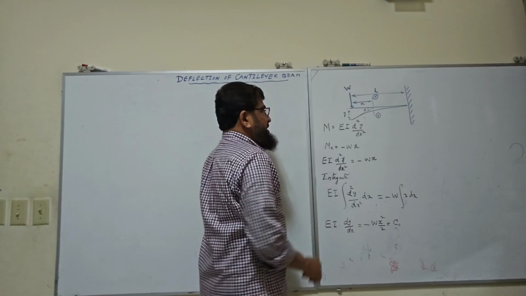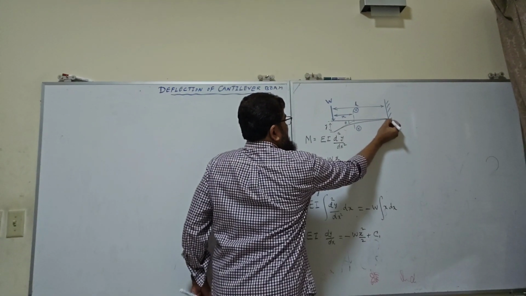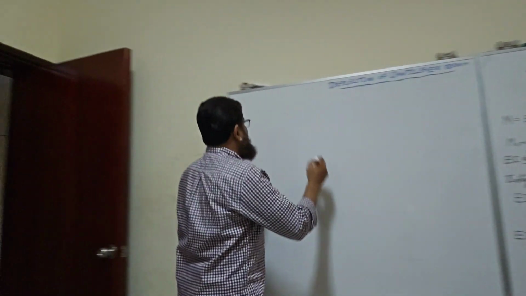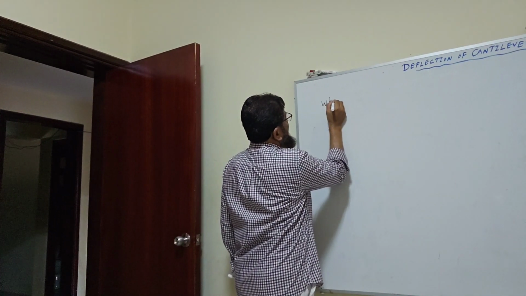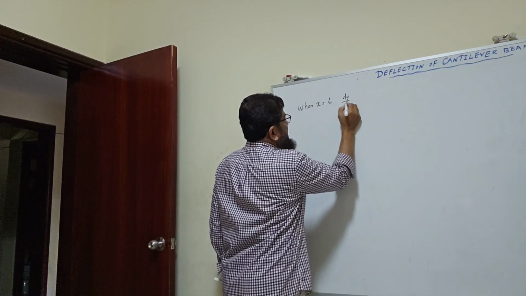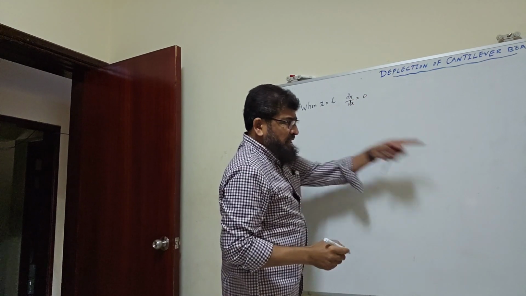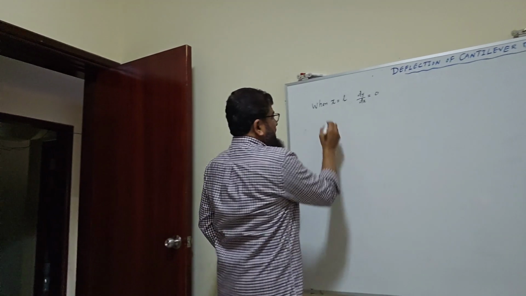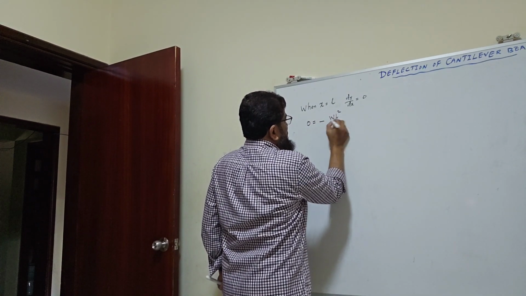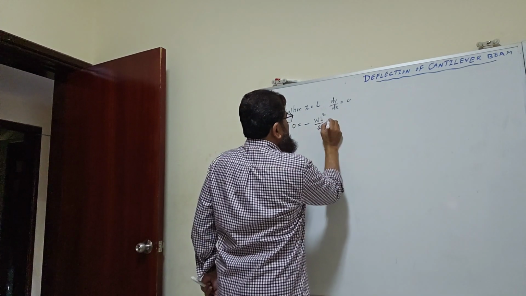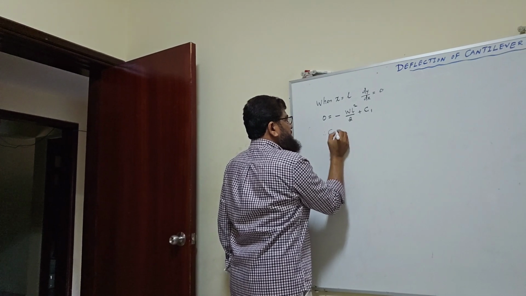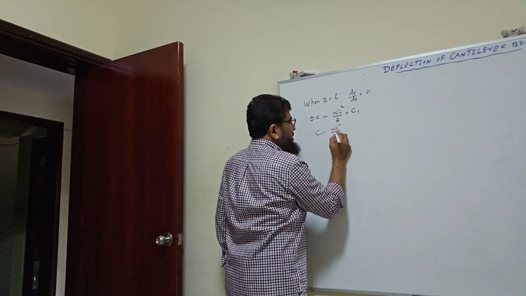Is this clear? Now let me apply the boundary conditions. We have dy by dx equal to 0 at this point. That is when x becomes equal to L. Is it not? So now let me write it. When x is equal to L, dy by dx is equal to 0. Now let us apply into that equation. Then what will happen? 0 is equal to minus WL square by 2 plus C1. Now therefore what will be the value of C1? C1 is equal to WL square by 2.